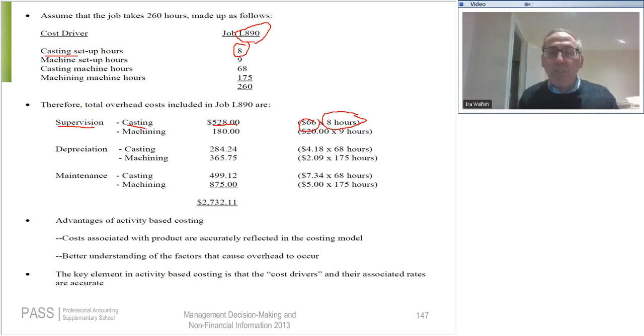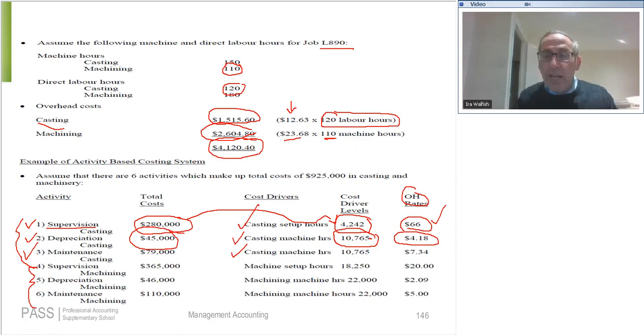And then for machining, all I would do is, for machining basically, we came up with a different rate. For machining, we took 365,000 divided by 18,250, and we came up with a $20 rate.